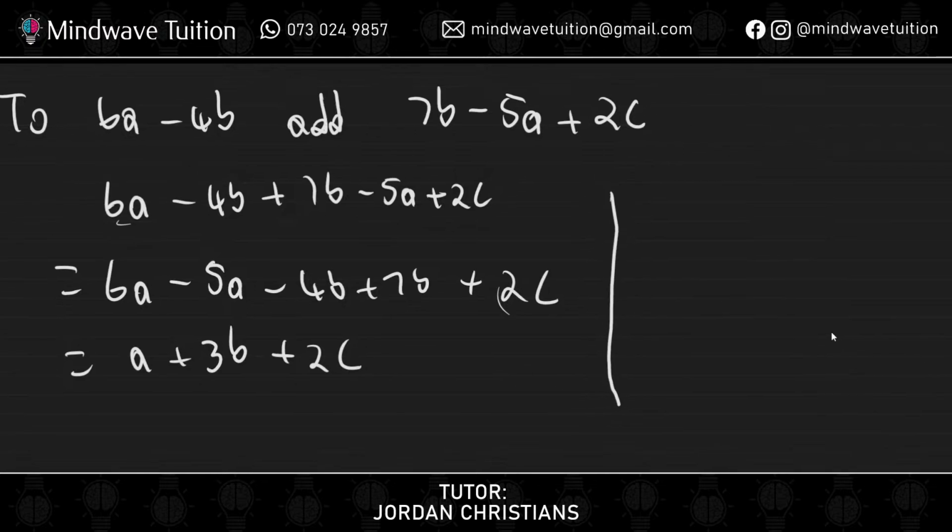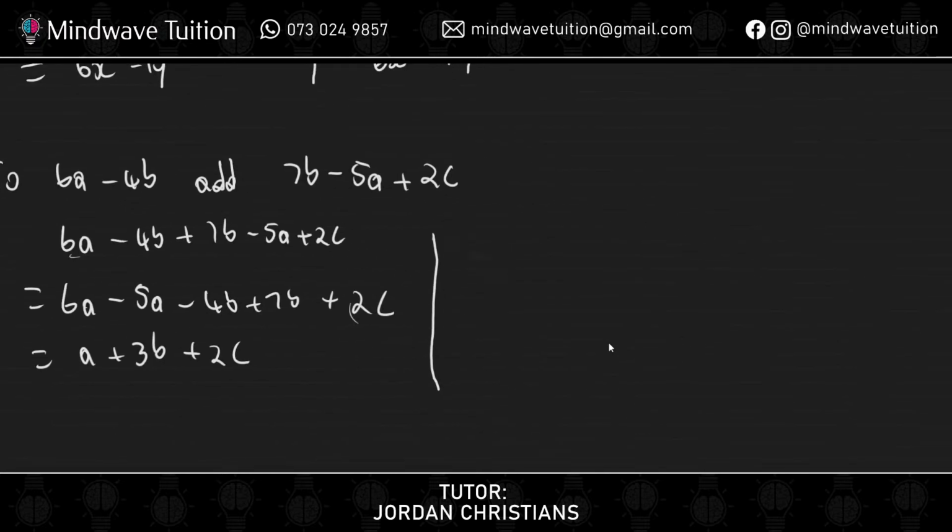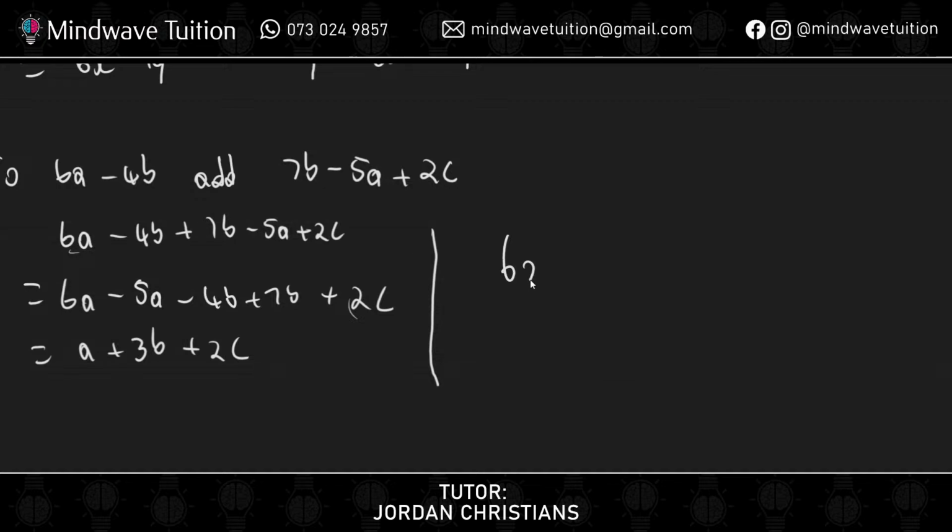So the other method of writing on top of each other, we then can say 6a minus 4b plus, now you see here we have 7b and minus 5a, so let's just write the 5a underneath it. So we'll say minus 5a, and then we'll put the 7b next to it, so plus 7b, and we can say plus 2c.